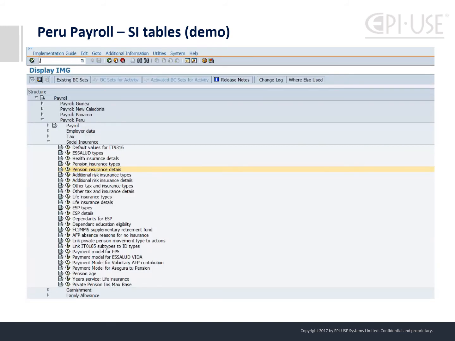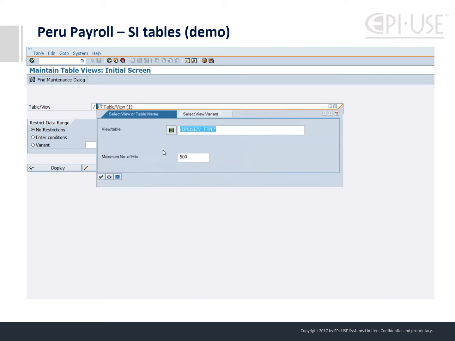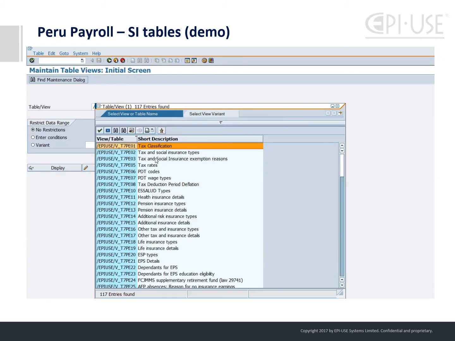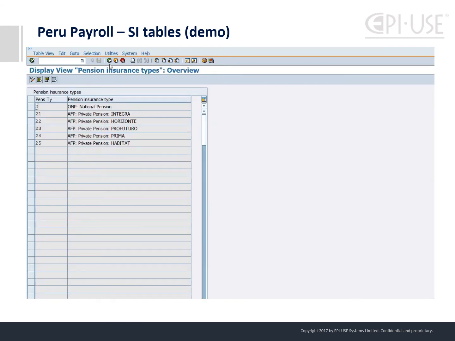Alternatively, I can go to SM31. From there, all the tables that are related to the Peru country version will start with /EPI-USE/V_T7PE star. If I do a drop down here, you will see a list of all the different tables that are applicable. And for example, if I want to look at the pension insurance types again, there I can find the number of the table. I can see all the entries there.